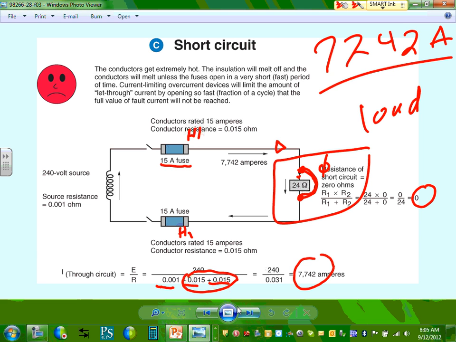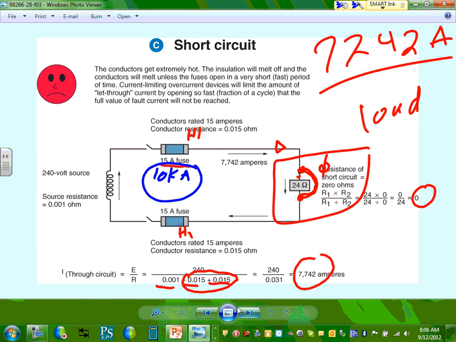Okay. Now, for short circuit condition, this fuse is rated, let's just say, 10,000 amps. You will see the interrupting rating of the fuse right on the fuse itself. So this fuse is rated for 10,000 amps. I want somebody to tell me, would this fuse blow up and kill somebody if it's rated for 10,000 amps and it sees a 7,700 amp short circuit? No. Why? Because it's rated for it. Can you guys see the difference now?